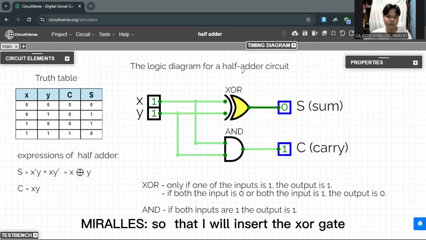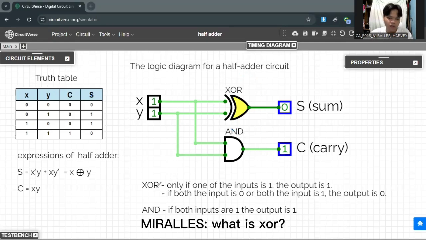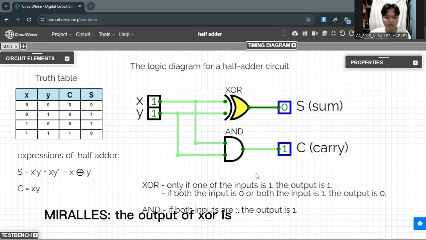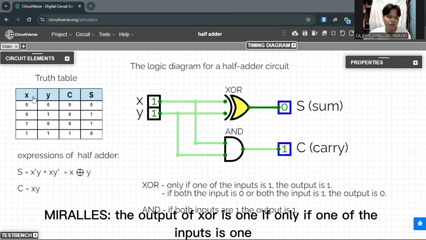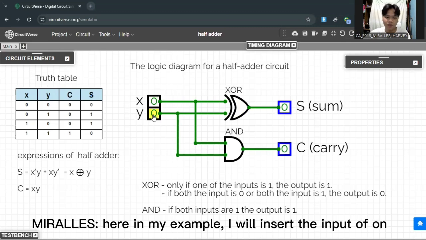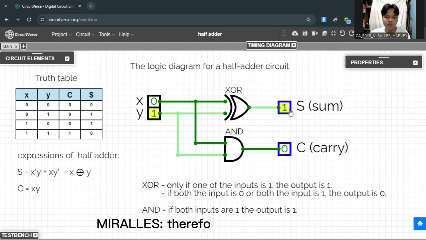XOR gate. So, dito sa XOR, ano ba yung XOR? Only if 1, the input is 1. So, mag-output lang daw siya ng 1 kung yung dalawang input niya ay merong 1. So, dito sa example natin is maglalagay tayo ng input na 1. So, ayan. Since may input tayo na 1 na isa, mag-output siya ng 1.